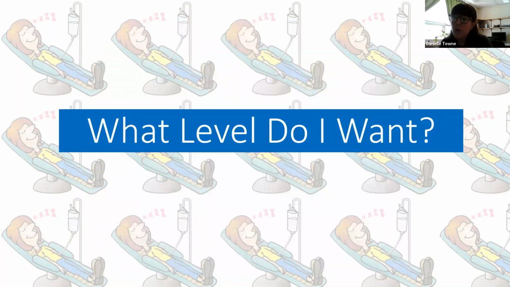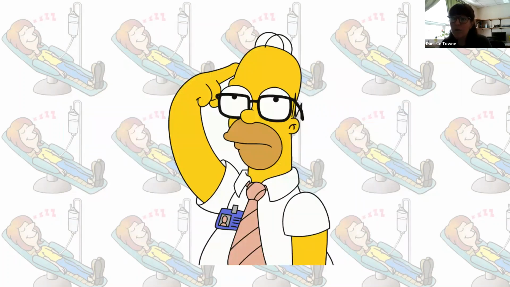So what level do we want when we do procedural sedation here at VRH? The goal is to complete the procedure with the least amount of sedation necessary. If that means you can achieve your goals and keep them at a minimal sedation level, then that's great, and that's what we should be striving for. For the purposes here, we should not intentionally be going above a moderate sedation level.